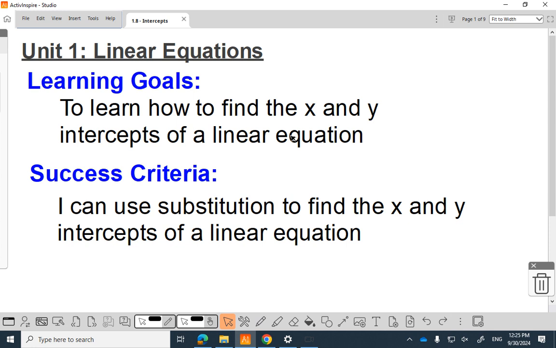Okay. We want to learn how to use x and y intercepts to graph an equation. So we want to learn to find those x and y intercepts, and we'll know we're being successful when we can use substitution. Don't be scared. Watch how easy this substitution is. Easiest substitution of your life to find the x and y intercepts of a linear equation.